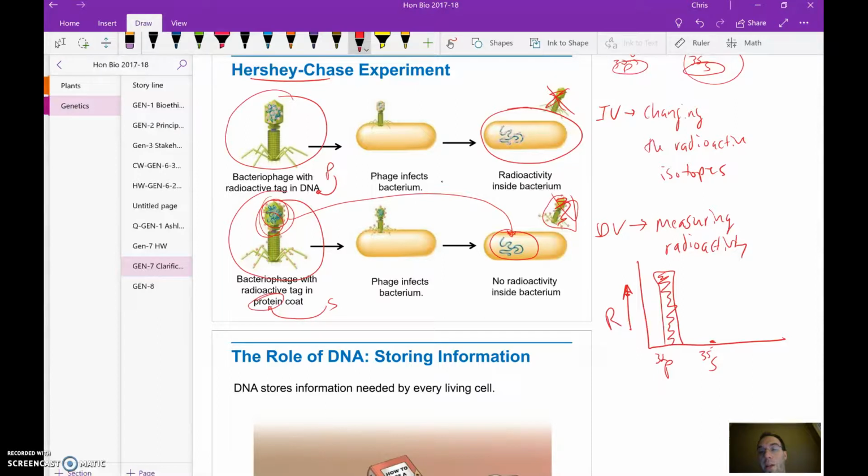And so from this experiment, you can conclude that since the P32 gave you a signal in the bacteria that was infected with the bacteriophage, the only way that could happen is if the genetic material itself was labeled with the P32 and that it was injected into the bacteria, helping to demonstrate definitively that the genetic material that can be passed into the bacteria is DNA. And that's where the information comes from.